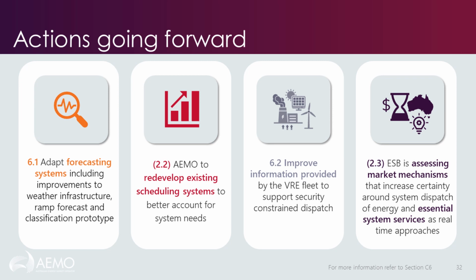Action 2.3 here is pointing towards the work being carried out by the Energy Security Board post-2025 market work. This work is investigating the valuing of essential system services such as flexibility and also the right mechanisms to ensure that the right resources are available at the right time.